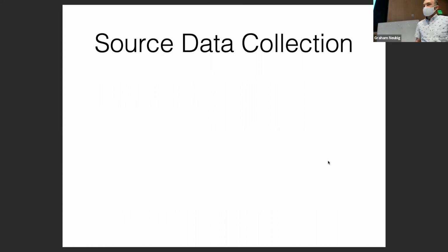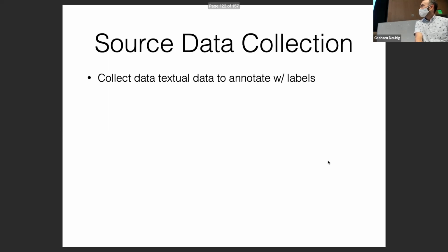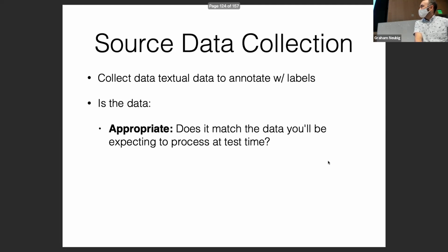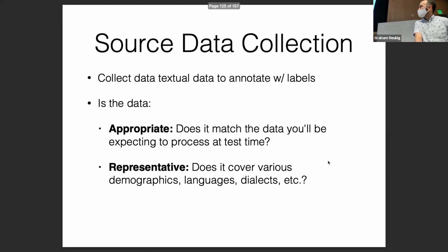For source data collection, this is also actually quite important. If you randomly pick articles on Wikipedia and then you're going to be processing social media, you're going to be in trouble, right? There's going to be a huge mismatch between them. So when you create source data for whatever data set you would like to be using, you'll want to collect textual data that is appropriate. So like I said, does it match the data you'll be expecting to process at test time? Another thing that's really important is, is it representative?